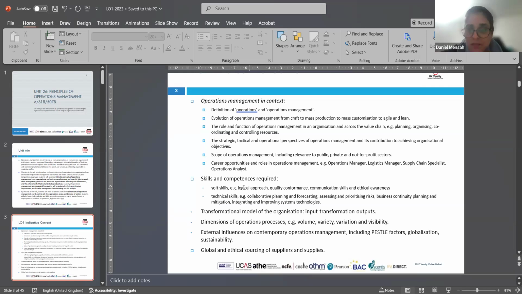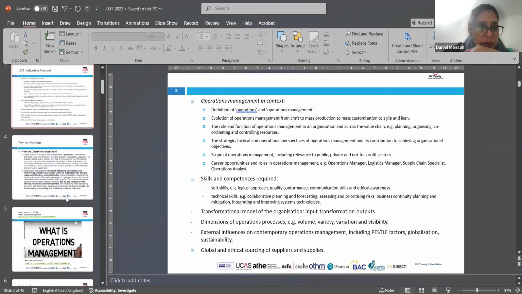We'll discuss some of the skills required. Then there is a transformation model, which we will discuss, and the dimensions of the operation process. This is another framework. We will discuss that also. And then external influences, how they impact operations management. And lastly, last but not least, we'll discuss global and ethical sourcing, because this is very closely connected with operations management. So this content we will be covering today.